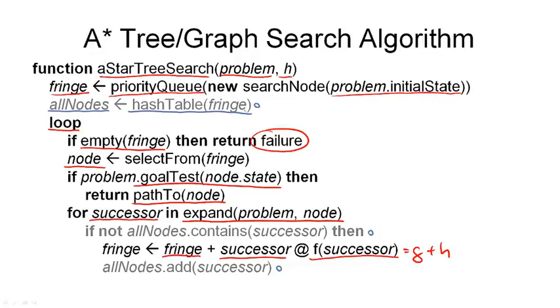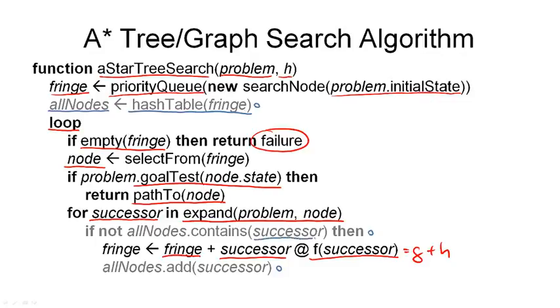Then the algorithm proceeds as before, going through the loop, trying to take a node off the fringe if there is one, performing the goal test on that node. If it's a goal node, then we found a solution. And if not, we go to the loop where we expand the current node and generate its successors. And that's where the algorithm for graph search differs.